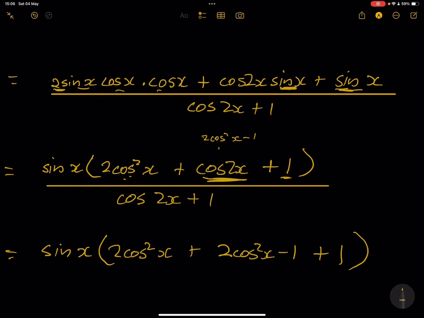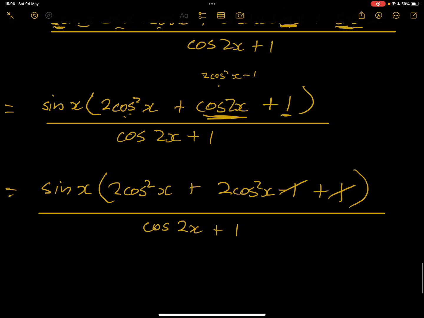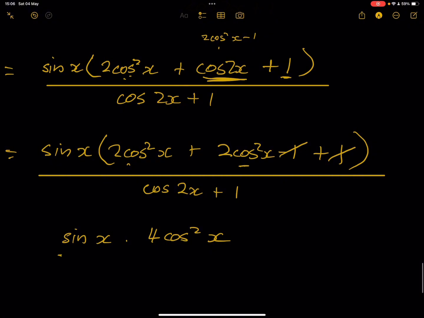So this is divided by, as I said, I'm not going to convert the cos 2x until I know what to do with it. Right, so I've got minus 1 and 1 cancelling out, and these two I can add together. So I've got sine of x times 4 cos squared of x. This is divided by, now I've got cos squared over there. So let me convert this guy to cos squared as well. So this will be 2 cos squared of x minus 1 plus 1.